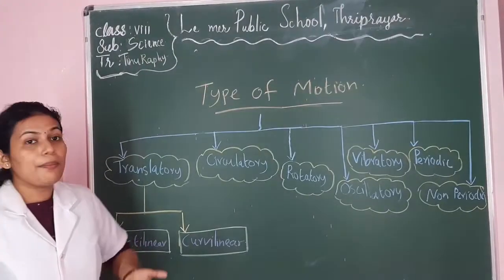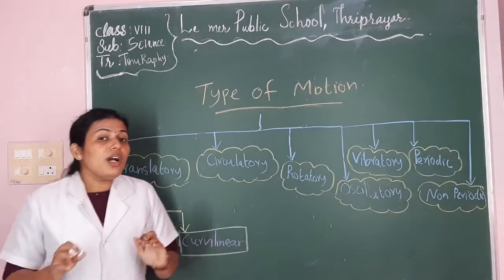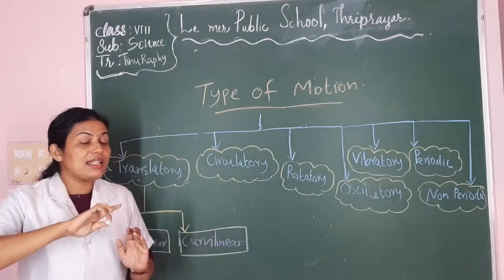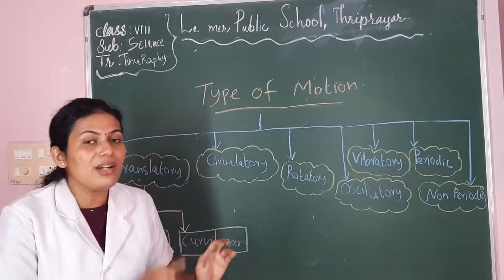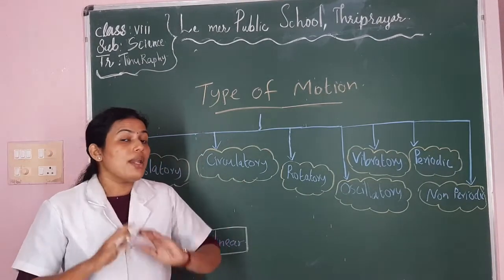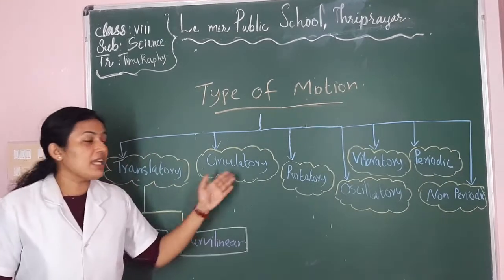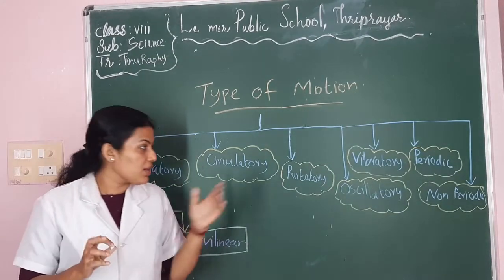Now the second type of motion is circulatory motion. From the word itself, circulatory motion, you may understand the meaning. It is forming a circle, isn't it? The motion is in a circle form. So when an object moves along a circular path, it is said to be in circulatory motion. Now the teacher will give a few examples of circulatory motion.